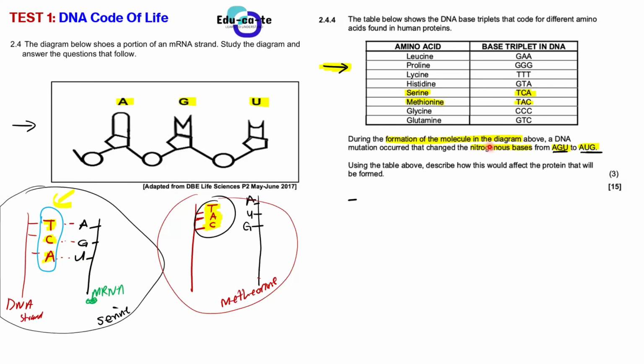But here, the statement they gave you tells you that the codon changed from AGU to AUG. So you must explain what happened to the DNA-based triplet for the codon to change from AGU to AUG. What is the difference between TCA and TAC? What do you guys see as the difference?